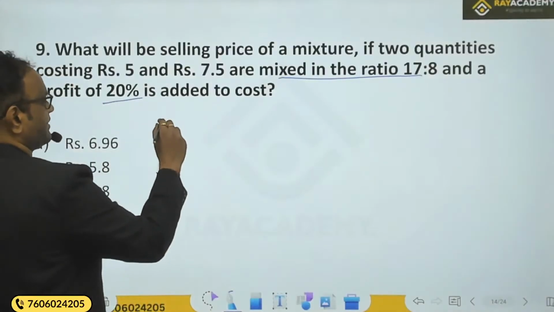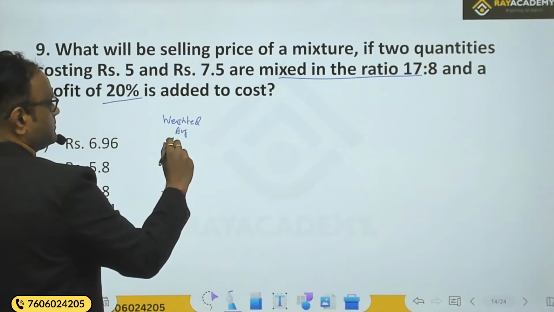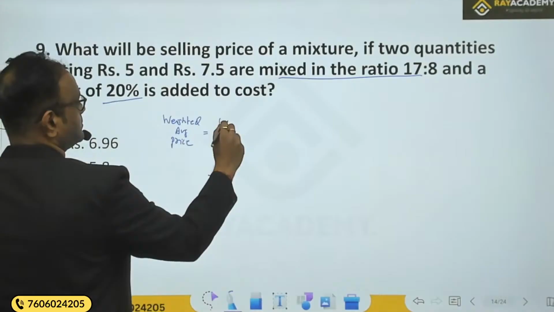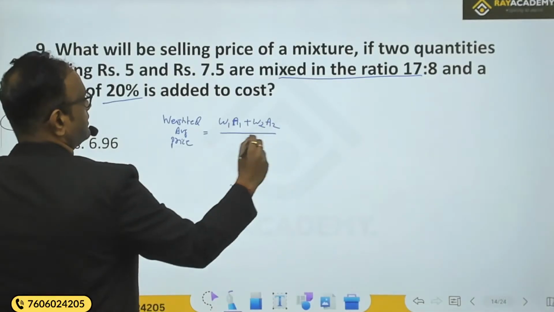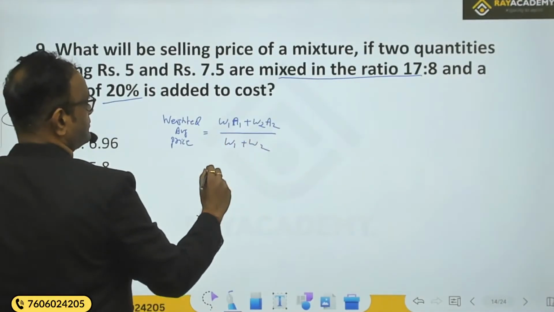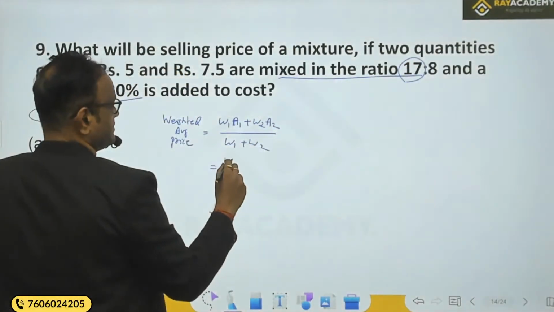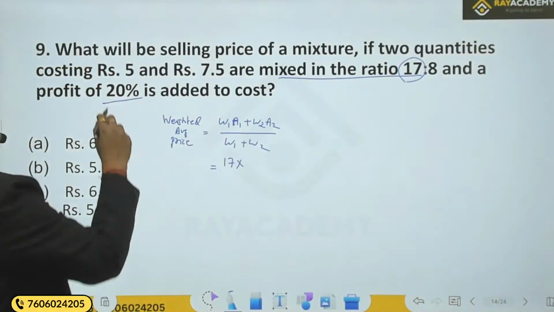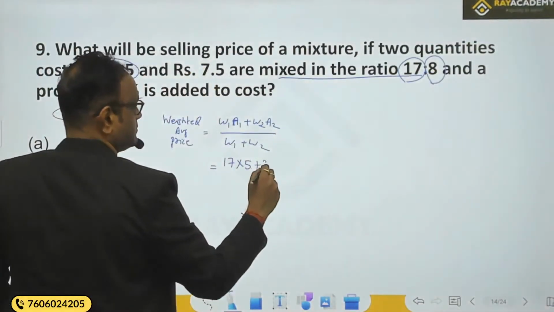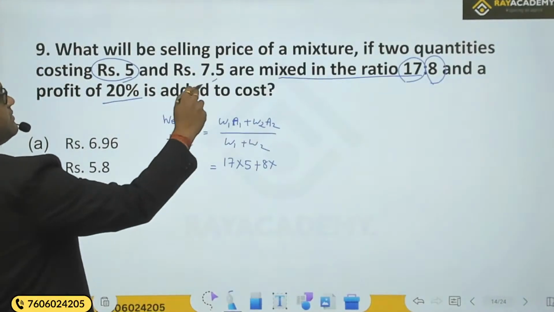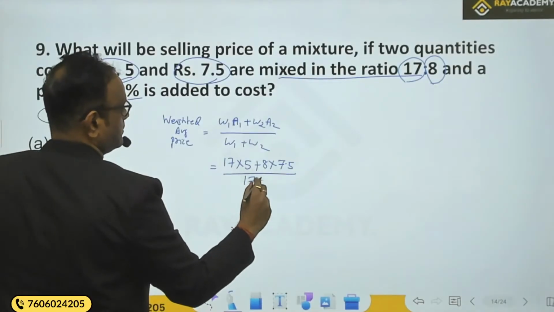So the weighted average, I'm writing directly. Weighted average price equals W1 A1 plus W2 A2 divided by W1 plus W2. What is W1 here? 17 is the W1. What is the price of the first variety? 5, so 17 into 5. What is W2? That is 8, multiplied with the second variety, 7.5, and divided by 17 plus 8.